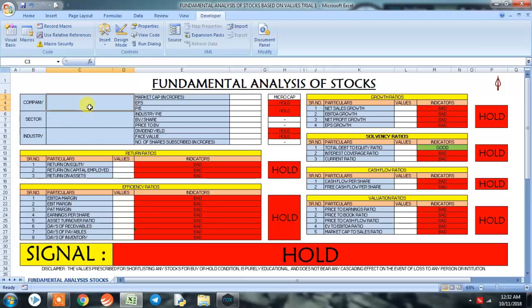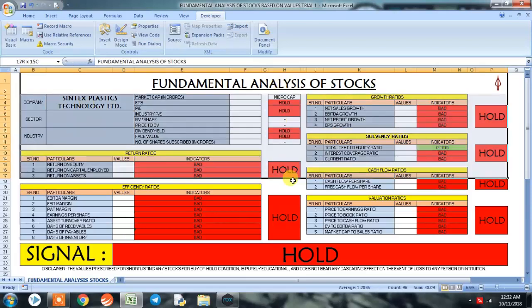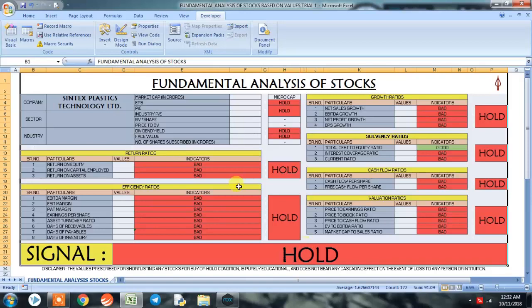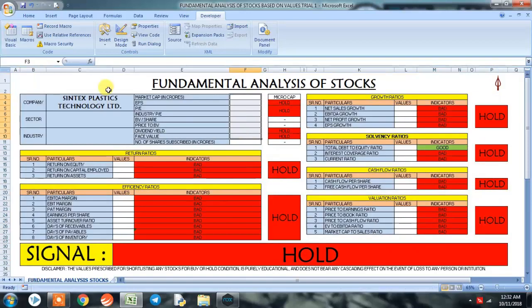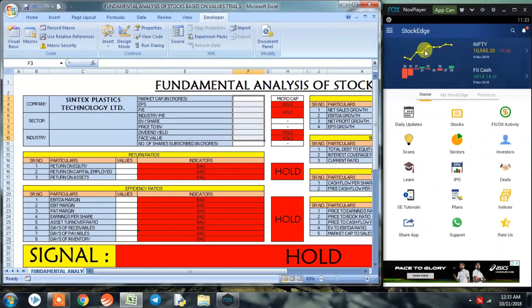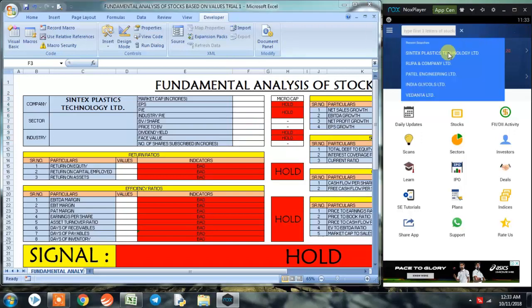The stock being taken today is SINTEX PLASTICS TECHNOLOGY LTD. The Excel spreadsheet in front of you is an Excel program wherein we put financial data of a particular stock and arrive at a conclusion on whether to invest in that company at this point of time or not. The fundamental data are taken from an app known as the StockEdge app. So let's go to SINTEX PLASTICS TECHNOLOGY LTD.